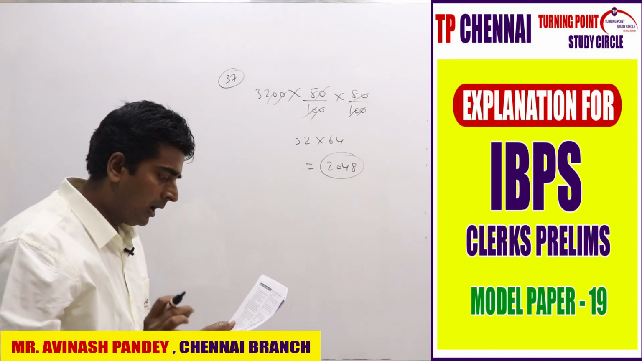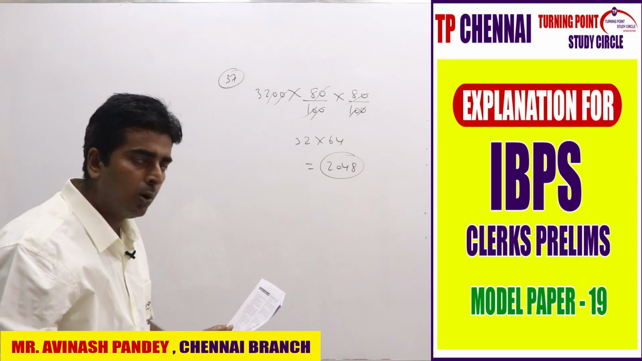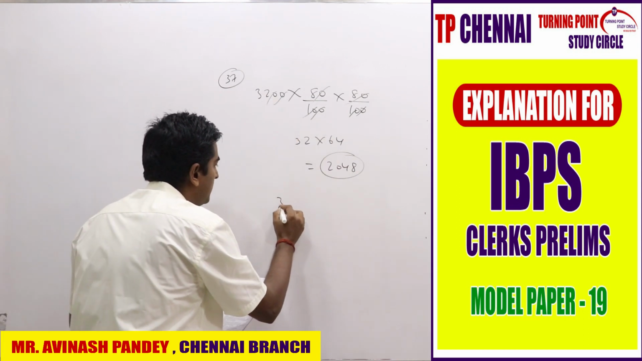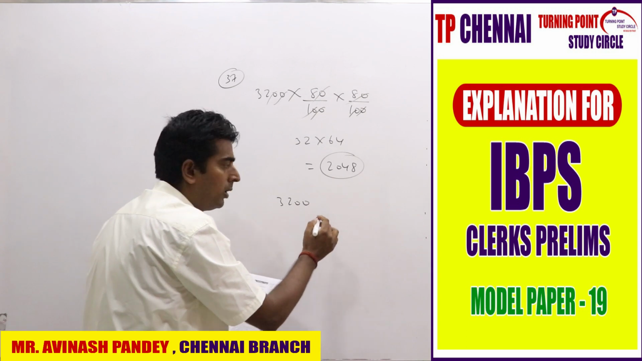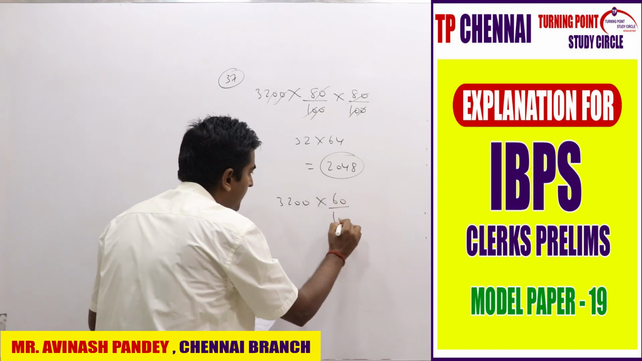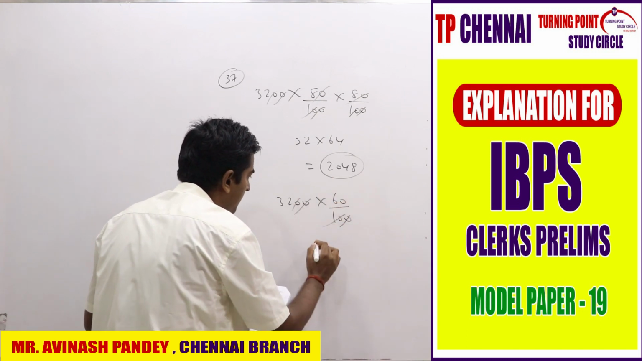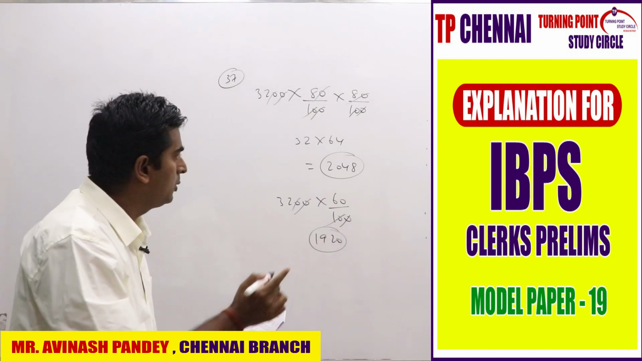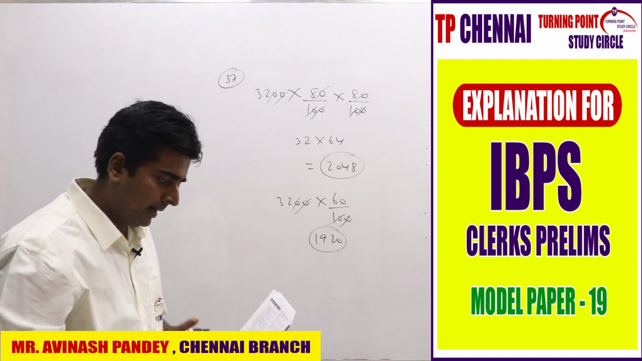Now they are saying, how much did he save if allowed a single discount of 40%. A 40% discount on the same 3,200. So if you give a 40% discount, it will become 60 by 100, so 00 cancels, 1920. So here you are getting 1920, and there you are getting 2048. Now what is the question?